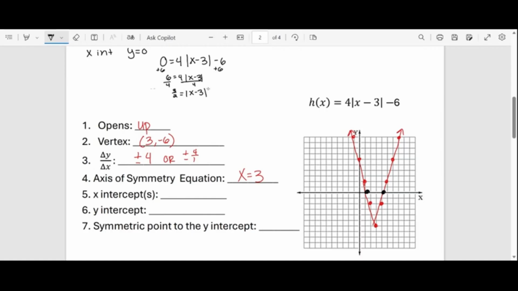Once we get here, we're going to break it into positive and negative solutions. So on the positive side, I'm going to have 3 halves equals x minus 3. And on the negative side, I'll have negative 3 halves equals x minus 3. I can't reasonably add 3 to both sides because they don't have a common denominator with 3 halves.